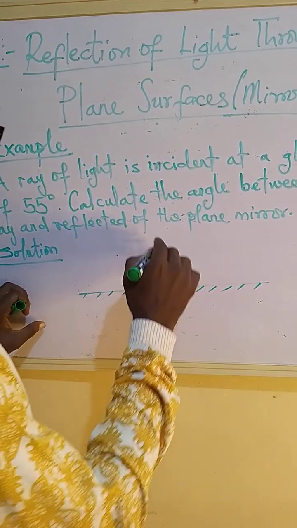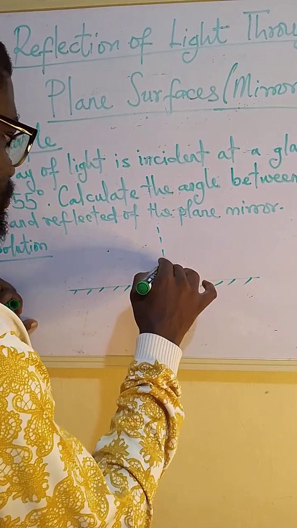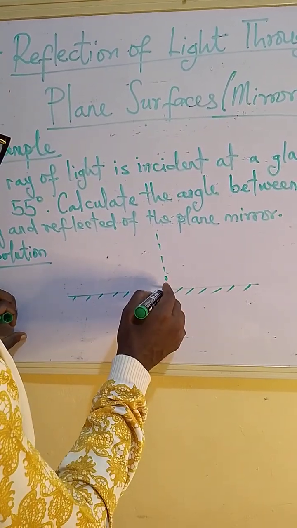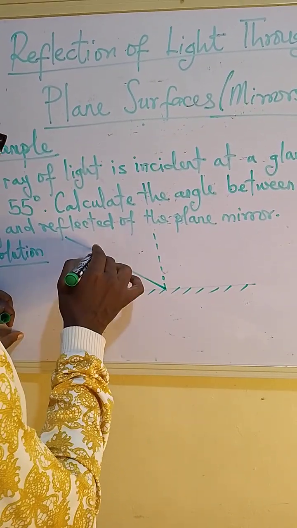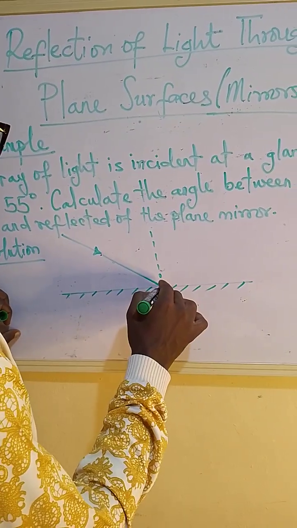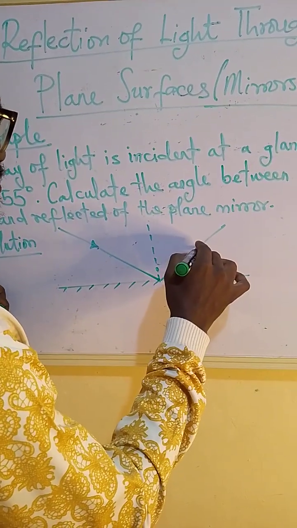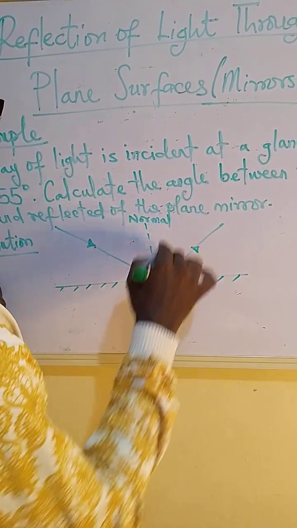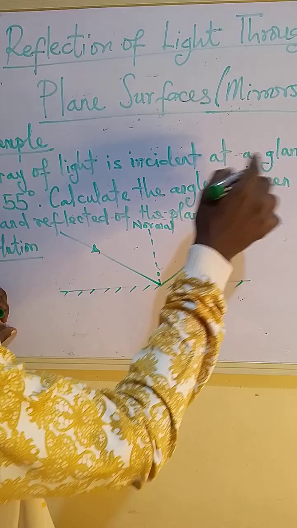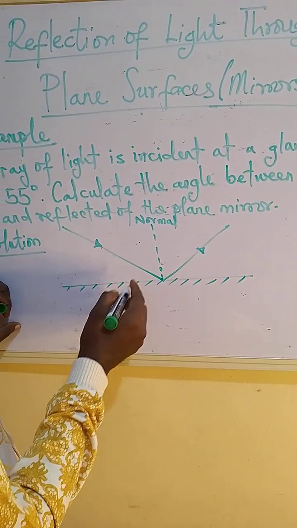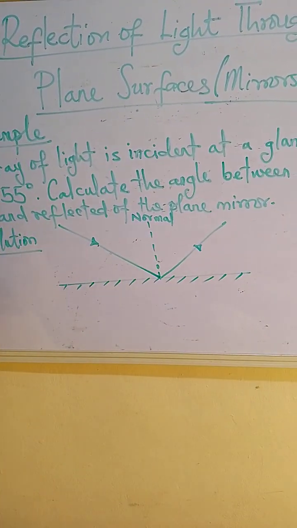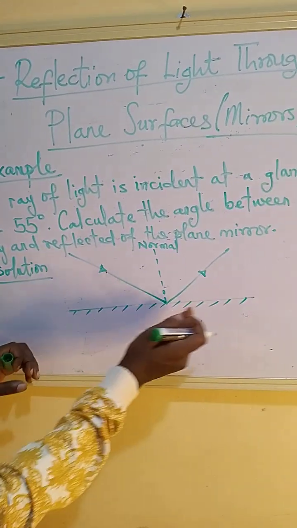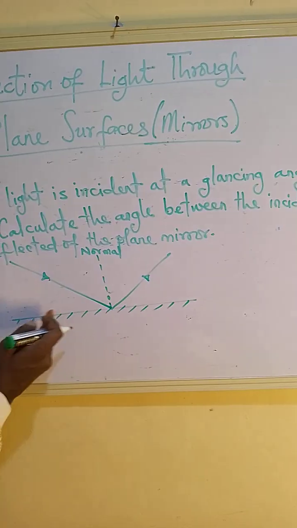So the properties I actually gave to you. Firstly, we draw our normal. Now we have our incident ray and we have our reflected ray. Now we are told that it was incident at a glancing angle. So you can see that that is not the incident ray. The glancing angle, I've told us, is the angle between the incident ray and the plane surface of the mirror.